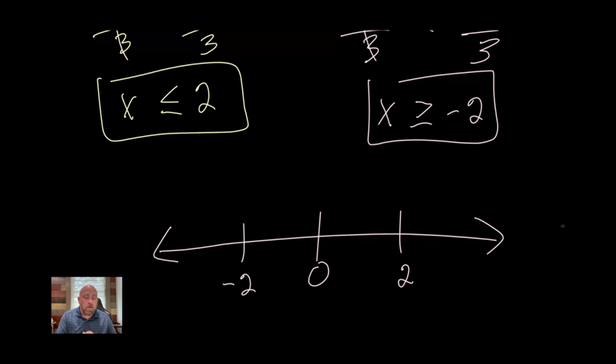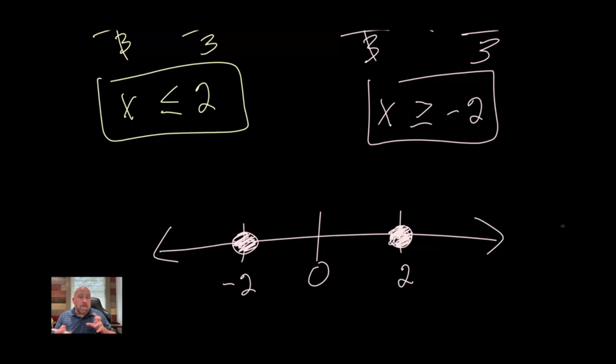All right, so here's what we're going to do first. We'll do the 2 first, and we'll circle the +2, and we're going to color that in. Okay, why? Because it's also equal to. And then we'll do our -2 right here. Circle it, color it in. Why are we coloring it in? Because it's also equal to.